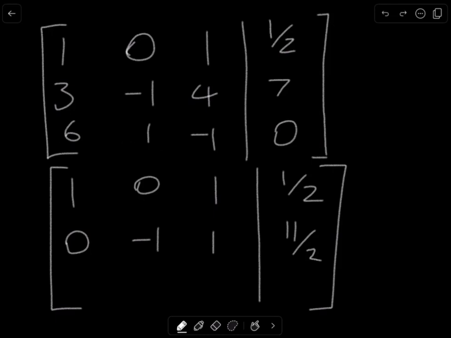Okay, and what I can also do is I can do a similar thing for the third row, but this time I'm going to take the third row and subtract 6 times row 1. So it's going to be 6 minus 6 times 1, that's 0. Can you see how I have these zeros below my leading 1? That's what I wanted. Then let's continue this.